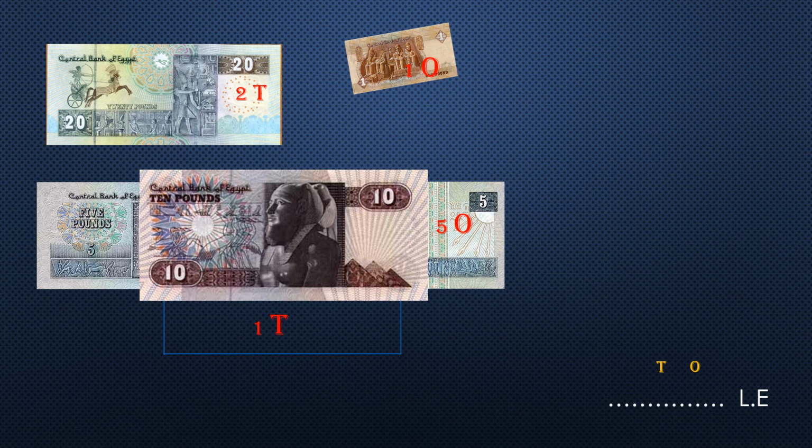Collect the tens together. Collect the ones together. 2 tens plus 1 ten equal 3 tens. Super. And we have 1 remaining. Equal 1. So the amount of this money is 31 LE.